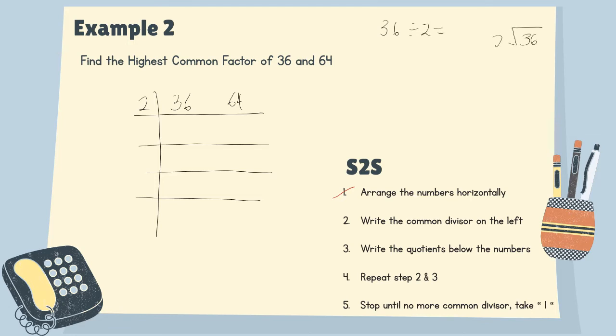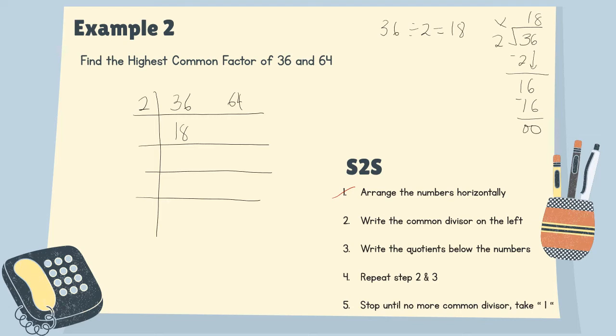36 divided by 2. So 3 divided by 2 is 1. 1 times 2 is 2. That gives us 3 minus 2 is 1. 6 goes down. 16 divided by 2 is 8. 8 times 2 is 16. So 36 divided by 2 is 18. Writing down 18 at the bottom.